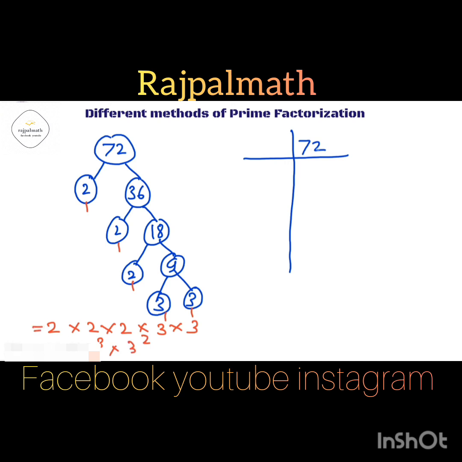Let's find the factors of 72 using the upside down division method. 72 has two factors, 2 into 36. So this is 2 into 18, 2 into 9, and 3 into 3 is 9. So we have all the prime numbers here. The factors will be the same, and in exponential form, we can represent it as 2 raised to power 3 into 3 raised to power 2.